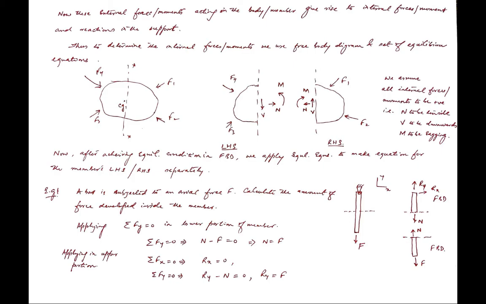For a 2D structure, suppose these forces are acting in a plane, which means there won't be any force acting in the z direction, perpendicular to the screen. So you can use three equations to solve this problem. Two equations will be of force, meaning summation of forces in the horizontal and vertical directions, and the third is the summation of moments about this point, the CG point.